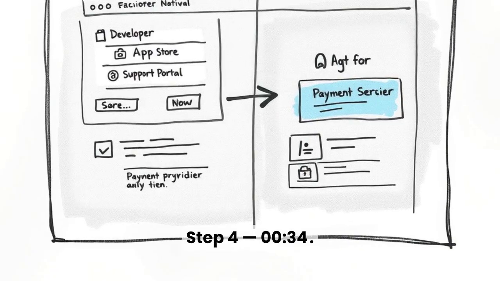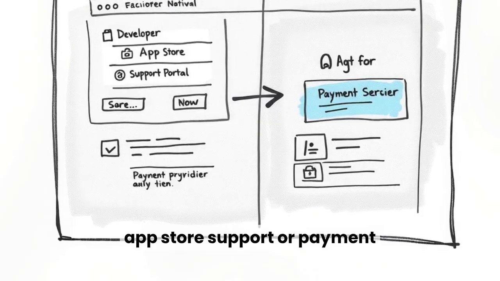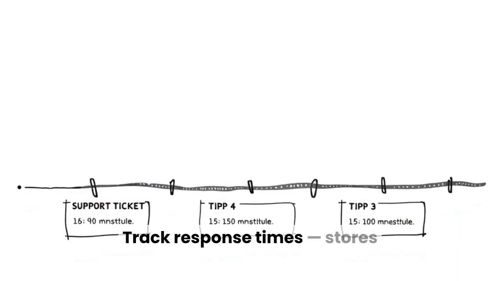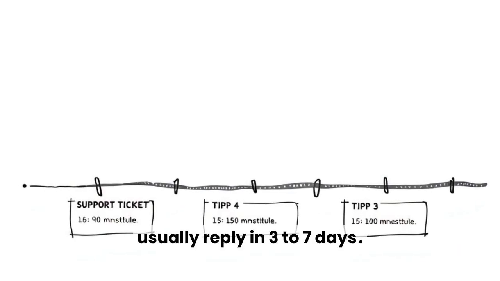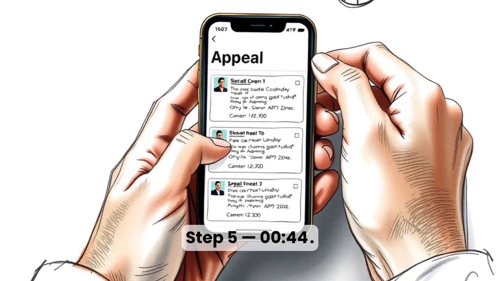Step 4, 0:34. If unresolved, escalate to the App Store support or payment provider. Track response times. Stores usually reply in 3 to 7 days. Save ticket numbers.